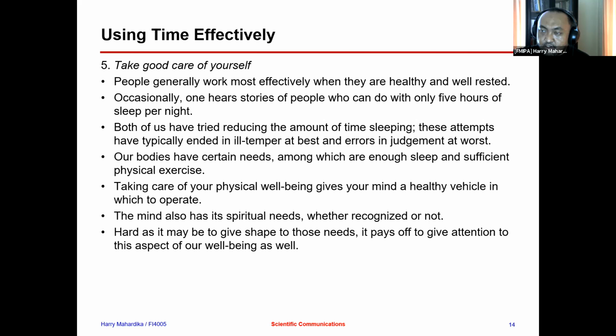You need to be in good shape mentally, to succeed, and take care of your well-being, giving your mind a healthy environment in which to operate. And then, however it may be, to give shape to those needs, the wellness of our physical condition and of our well-being as well. Okay.